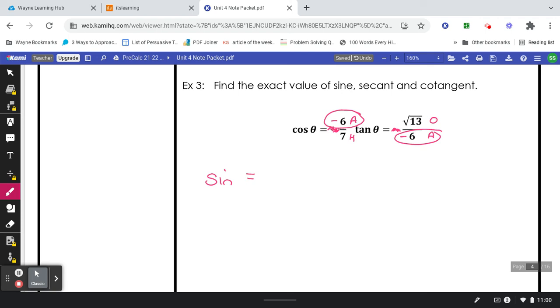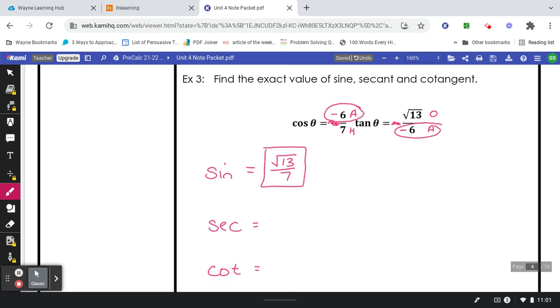Sine, secant, which I'll abbreviate to SEC, and cotangent, which abbreviates to COT. Sine is opposite over hypotenuse. No need to rationalize the denominator. The denominator is a regular 7, so we're good there.